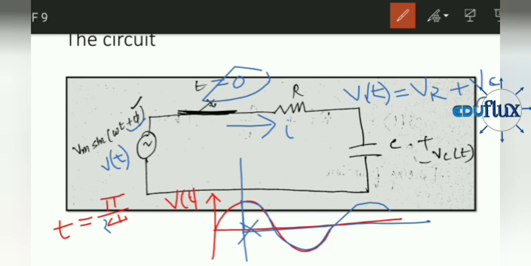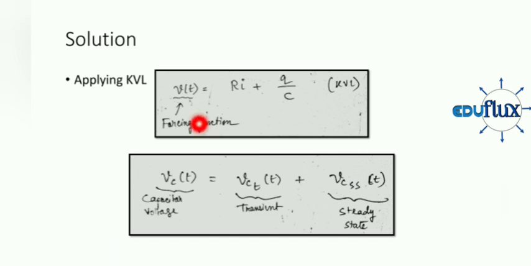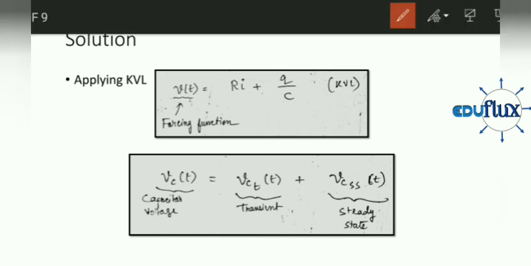So what is Vc? Vc I can write as Q by C, and Vr I can write as IR. Simple. Now I have written that in the next slide. See here, Vt is equal to Ri plus Q by C. Now I can write I as dq by dt, that is the rate of flow of charge. So R dq by dt plus Q by C is equal to Vt. This is a differential equation.